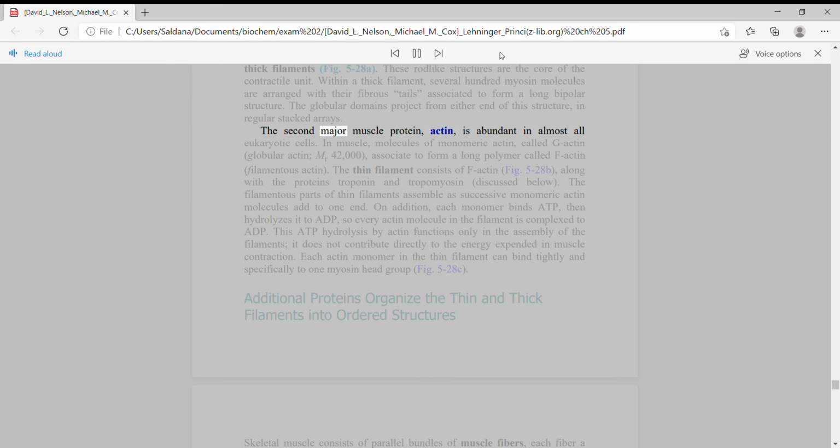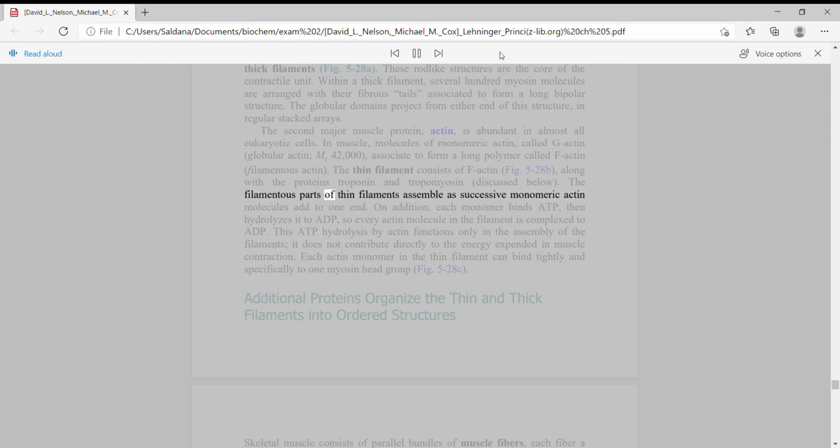The second major muscle protein, actin, is abundant in almost all eukaryotic cells. In muscle, molecules of monomeric actin, called G-actin, globular actin, Mr 42,000, associate to form a long polymer called F-actin, filamentous actin. The thin filament consists of F-actin, Fig. 5-28b, along with the proteins troponin and tropomyosin, discussed below.